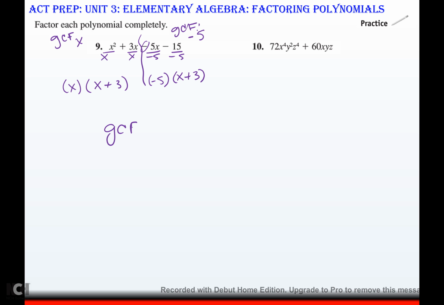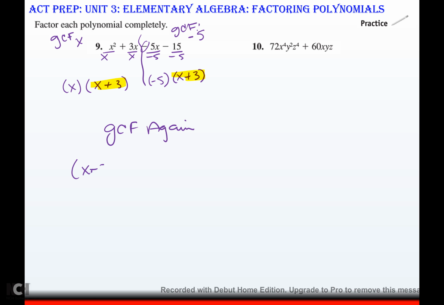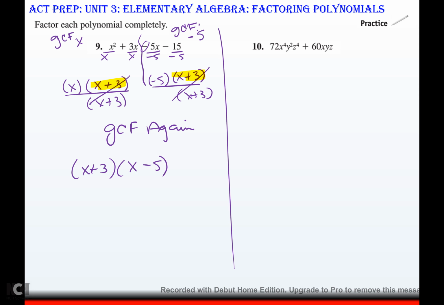GCF again by whatever common binomial you have, which is going to be x plus 3. To get what's left, I divide by x plus 3. And what's left is x minus 5. Okay? On 10, again, we're going to look for a GCF.